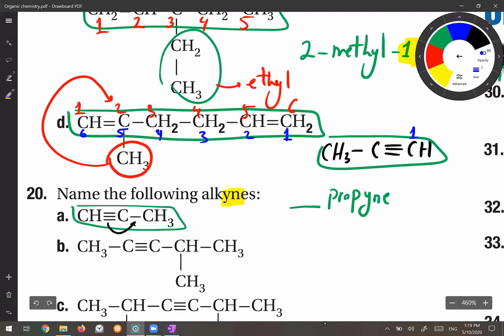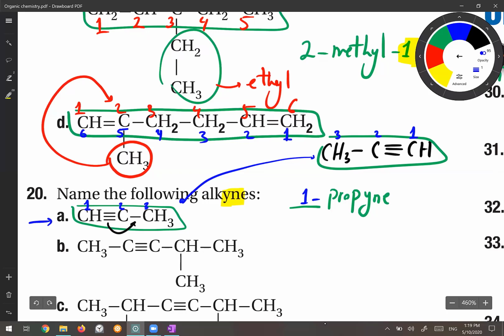In this case, it becomes 1, 2, 3. So the triple bond is on the first position. So this one would be 1-propyne. For this molecule, you have to number it from the left side. This is carbon number 1, this is carbon number 2, this is carbon number 3. Again, the triple bond is on the first position. So both of these 2 molecules are actually the same.